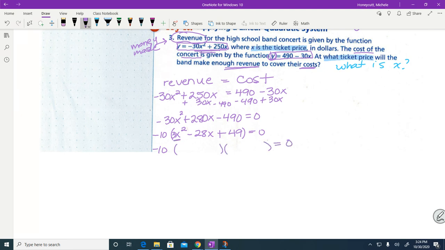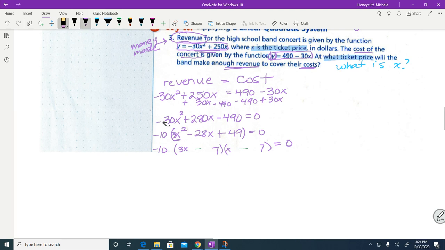The only way to multiply and get 3x squared is by taking a 3x times an x. To get 49, I'd probably need a 7 and a 7, and I want to make sure that when I combine my like terms, 7x and 21x, 3 times 7 would be 21x, they combine to be negative 28, and they will if they're both negative. So I'll do 3x minus 7 and x minus 7.